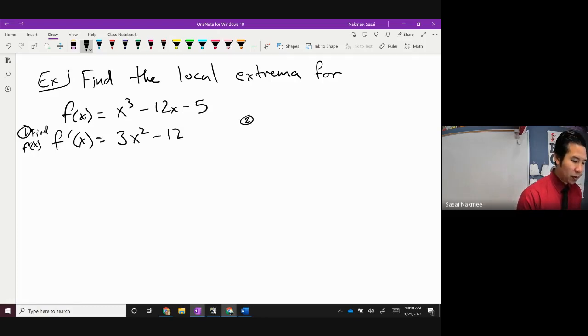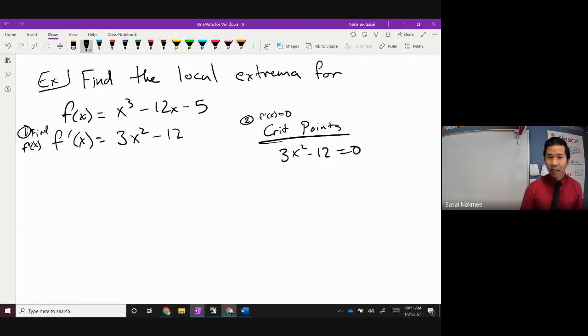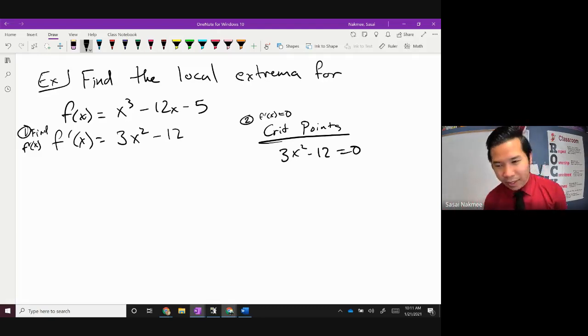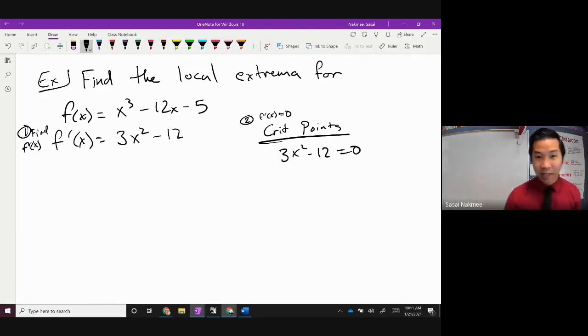Step 2, set f prime of x equal to 0, which is just a fancy way of saying find the critical points. That occurs when your derivative, 3x squared minus 12, is equal to 0. And again, we get into how your algebra skills are. Do you guys remember how to solve this quadratic? Do I need the quadratic formula? Do I need to factor? Or can I just solve for x straight up? Because it's just x squared, there are no other x terms in here, and I'm hoping you guys are remembering your abilities here.